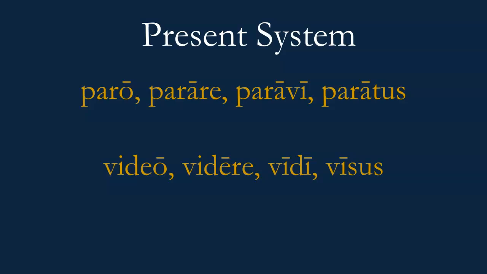Remember that the present system consists of 3 tenses, the present, the imperfect, and the future. All 3 tenses of the present system are built on the present stem. To find the present stem of a first or second conjugation verb, go to the second principal part, which is the infinitive, and take off the RE. For example, for the verb paro, I prepare, the principal parts are paro, parare, paravi, paratus. The second principal part, the infinitive, is parare. If we remove the RE, we're left with para, which is the present stem.